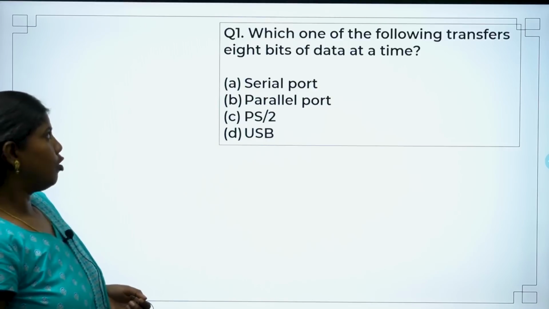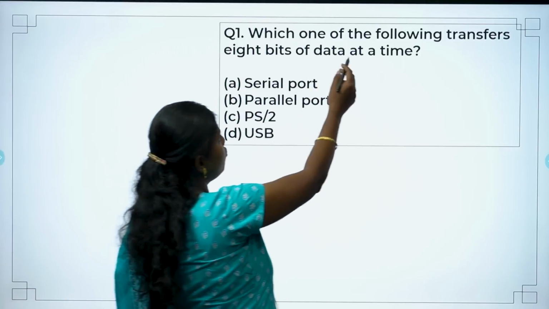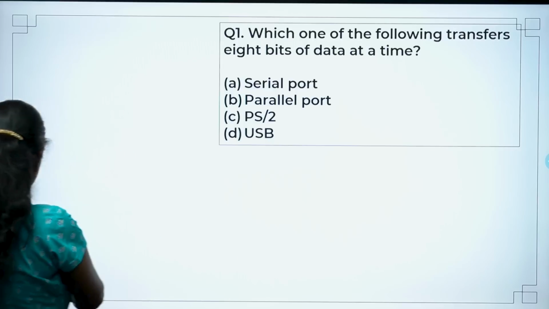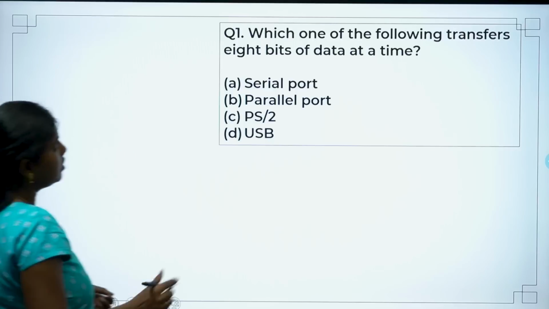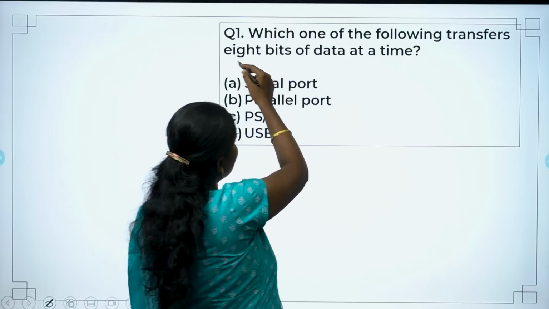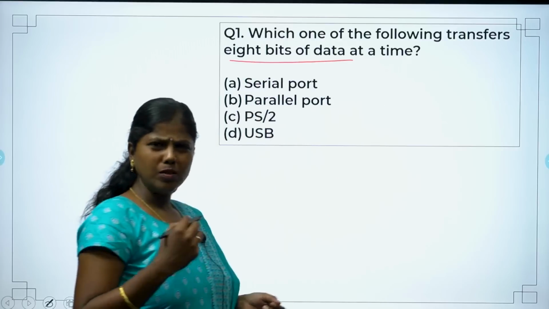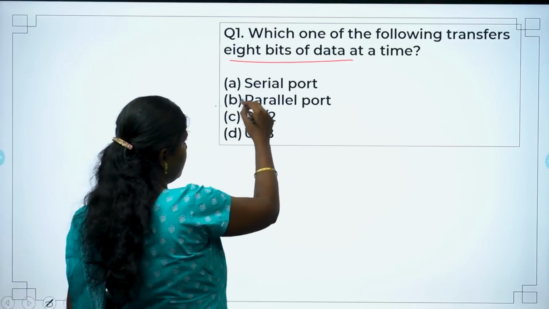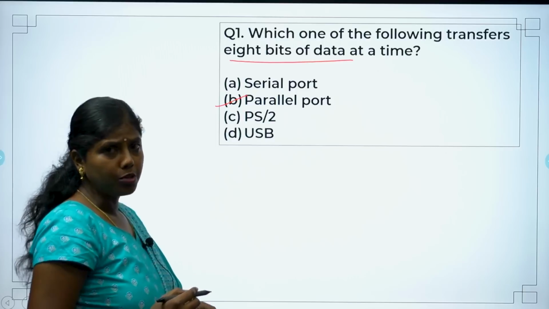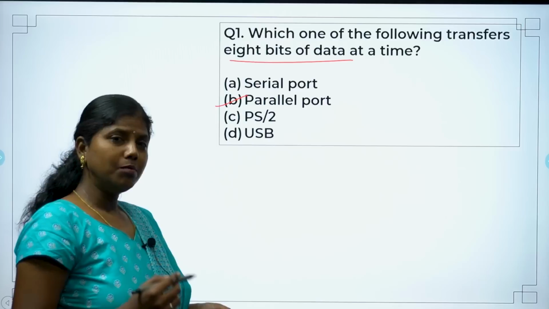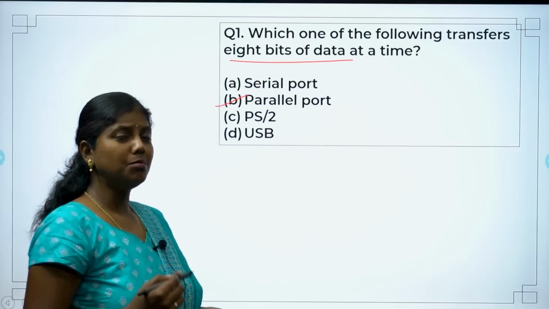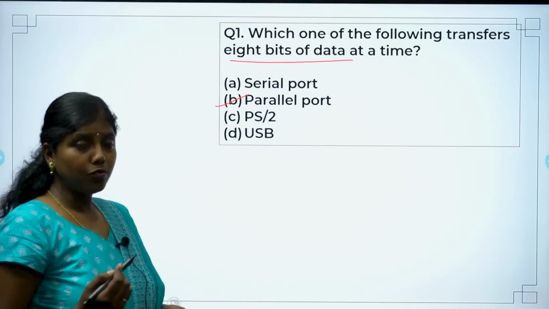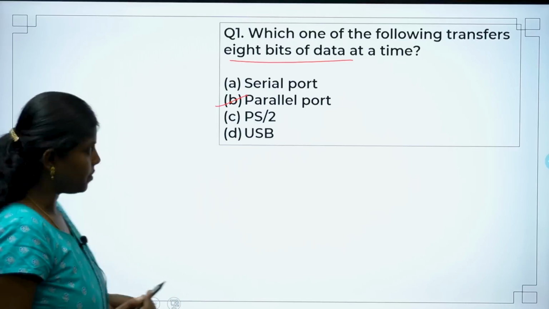Which one of the following transfers 8 bits of data at a time? So we'll just enable the pen here. Simultaneously we can transfer multiple bits here. That's going to be the parallel port. Serial port is what? 1 bit at a time, bit by bit we can say. So what is parallel port? Parallel port means 8 bits of data we can transfer simultaneously.